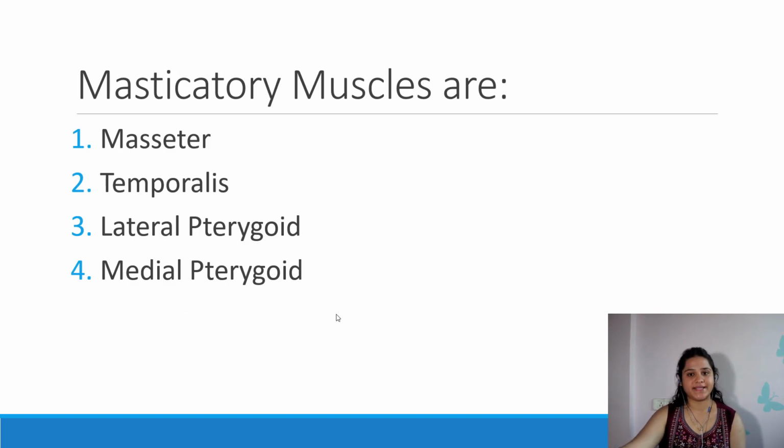Let's move on to the masticatory muscles. Friends, there are 4 masticatory muscles: Masseter, Temporalis, Lateral and Medial pterygoid. In this whole video, we're going to study the origin, insertion, nerve supply and actions of each muscle in detail.